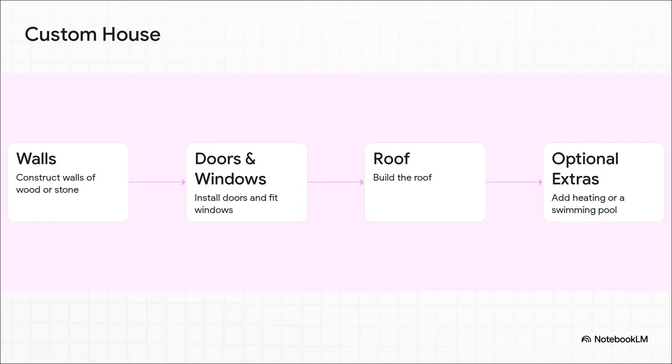Think about building a custom house. You don't have one single massive blueprint that covers every possible combination of wood, stone, pools, and porches all at once. That would be completely impossible to read. Instead, you have modular steps. You construct walls, install doors, build the roof, and then add the optional goodies.